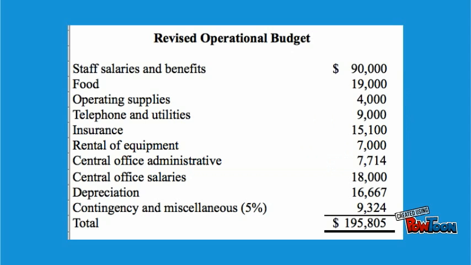This revised operational budget includes all of the amounts initially provided by Harlan Foundation and the preceding expenses. These new expenses must be included to cover the costs associated with the missing expenses that Ms. Harris pointed out to us. A new contingency and miscellaneous expense is then calculated.